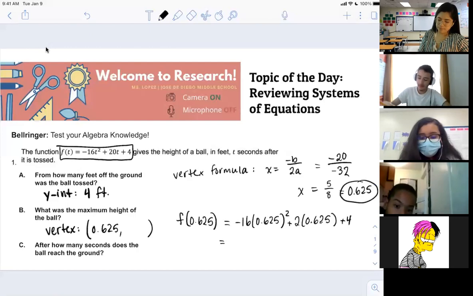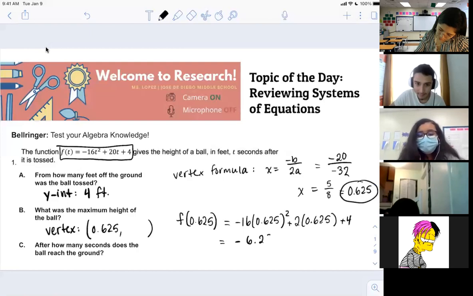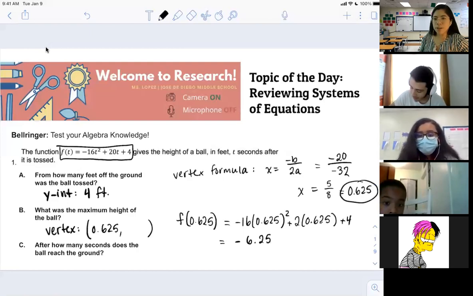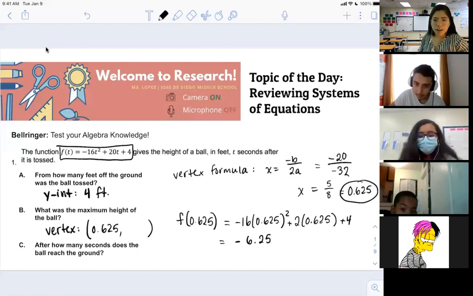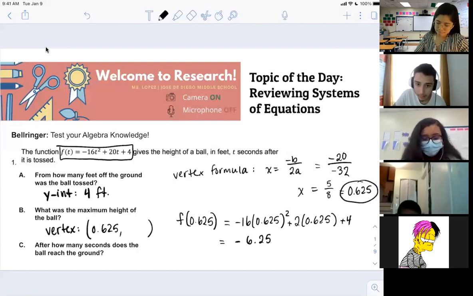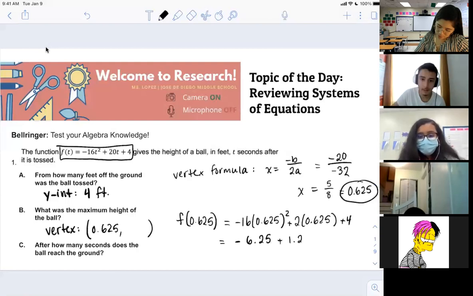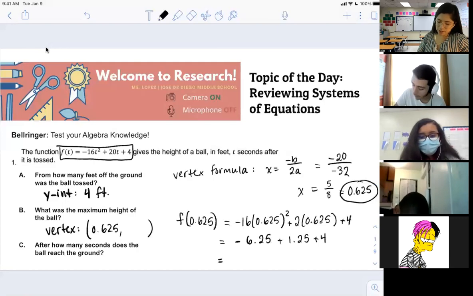Negative. It is negative 6.25. Just 0.25? No, it's just 0.25. Okay, good. Awesome. All right, then 2 times 0.625 is 1.25. Then 1.25 plus 4. Go ahead using your calculators. What do we get? Negative 6.25 plus 1.25 plus 4.